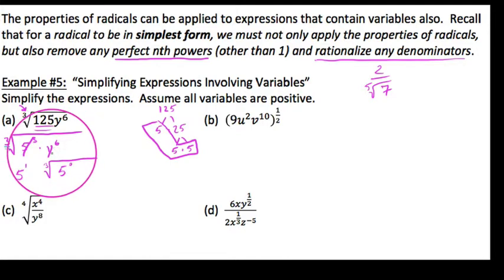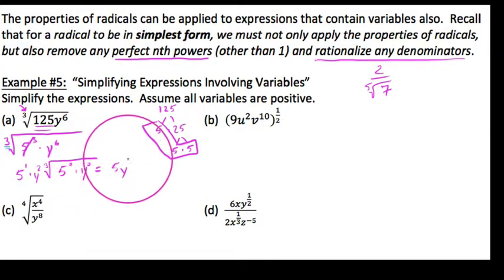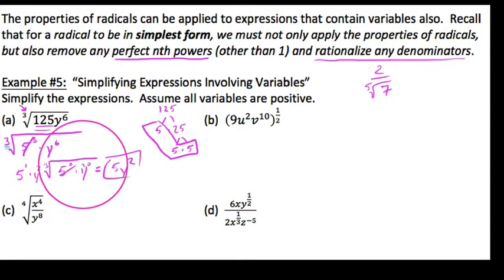And then y to the 6: how many groups of 3 can you make me here? Well, I can make 2 groups of 3. So we take out 2 groups of 3 y's, and 2 groups of 3 is 6, and if I took all 6 y's out, then I've got none left on the inside. So really what we get here is 5y squared, and the reasoning is that these are both 1, and the cube root of 1 is 1, and anything times 1 is itself. So the idea here is that we were able to take out 2 perfect cubes, and these perfect cubes were 5 and y squared. If you cube those, you can see how you get back your 125y to the 6.